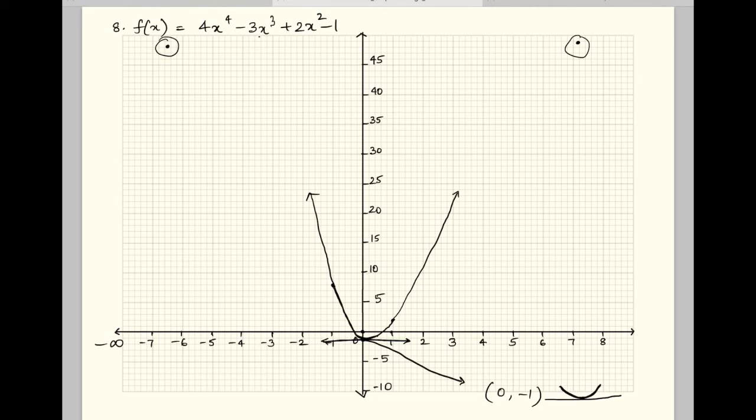So the range will be how much? Range will be, least value of y is minus 1. So the range will be minus 1 to infinity. Okay. And what you can say about the roots? Now if someone asks, range is minus 1 to infinity.